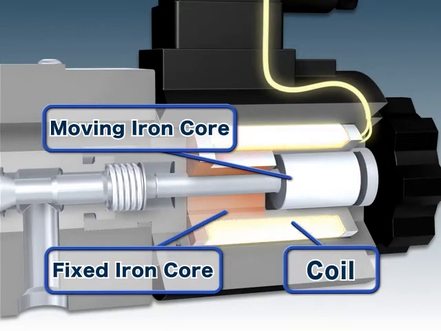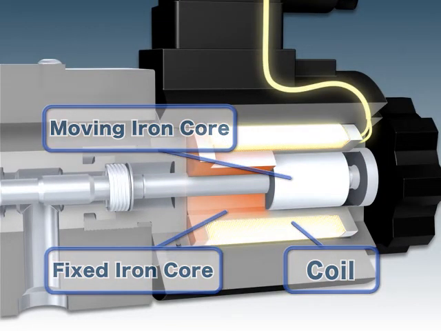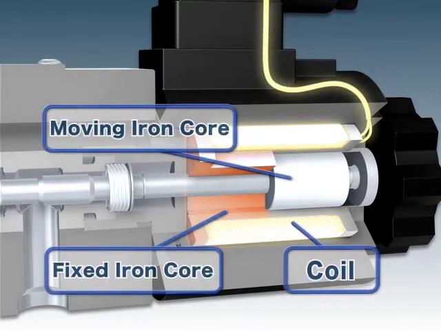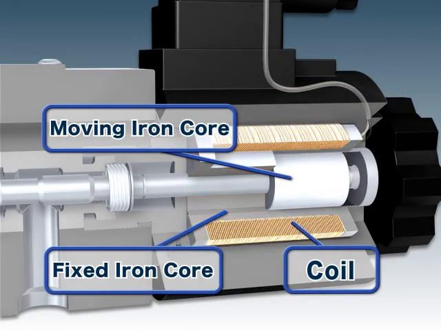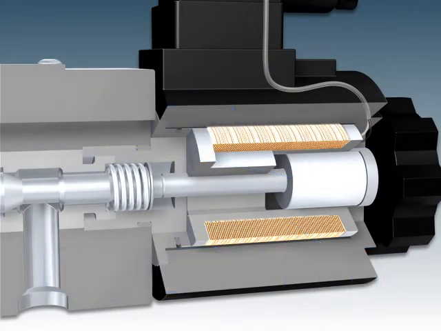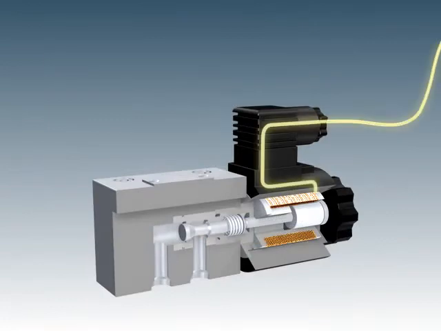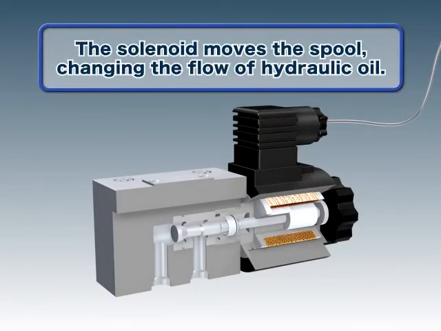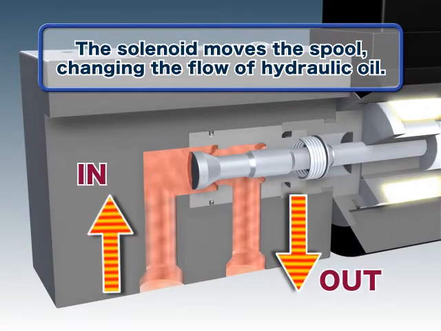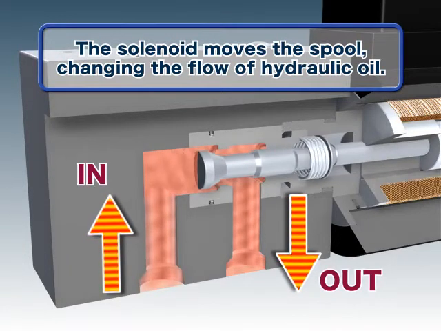When electricity flows into the coil, the fixed iron core becomes magnetized, attracting the moving iron core to it. When the electricity flow is turned off, the spring pushes back the moving iron core. By controlling the flow of electricity, the spool can be moved using a solenoid. This allows for the flow of hydraulic oil to be controlled.